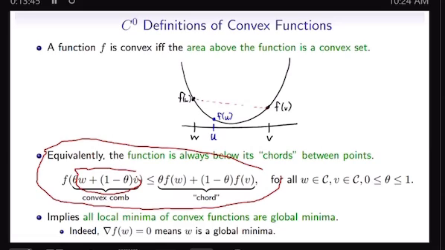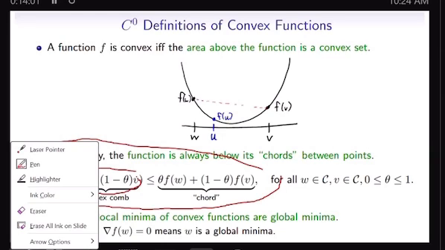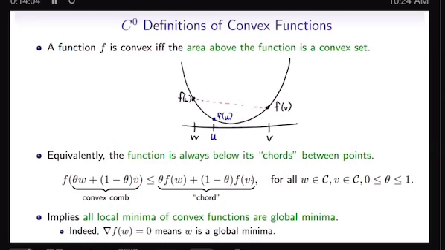That is what we call a convex combination. According to the convex law, that should be less than the weighted average of the functions. Please pay attention. If you take a look at this, that's a weighted average. That's what we call a chord. We actually expect the function to be below the chord. That is why you see that the function is less or equal to the chord.